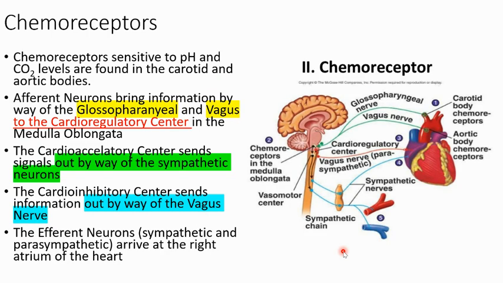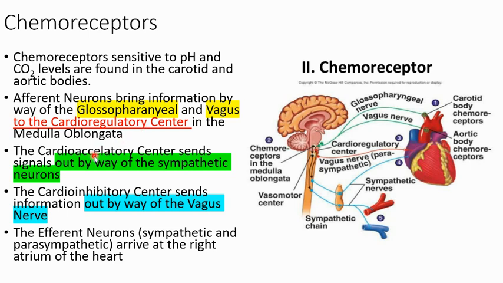So chemoreceptors are sensitive to pH and CO2 levels found in the carotid and aortic bodies. Afferent neurons, remember that's taking information to the brain, to the central nervous system. Afferent neurons are going to bring information by way of the glossopharyngeal nerve. I spelled that wrong, P-H-A-R-Y-N-G-E-A-L, sorry about that. And vagus nerve to the cardioregulatory center of the medulla oblongata.